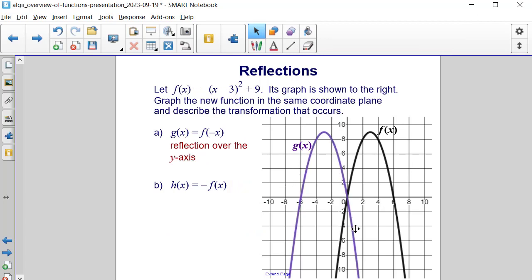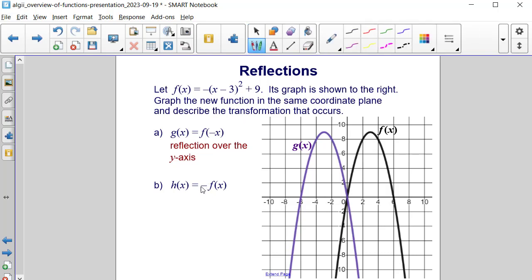And here's our g of x graph, and it does match the graph that we drew, and it does represent a reflection over the y-axis, as we found. Now let's look at part B, h of x, which is equal to negative f of x.